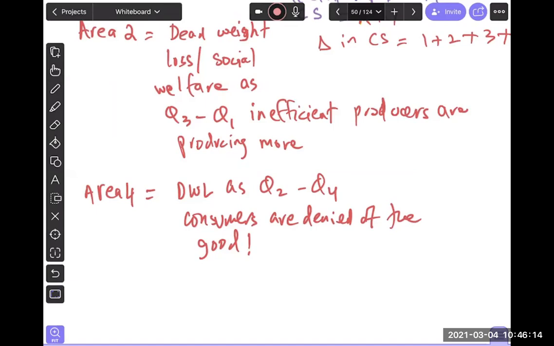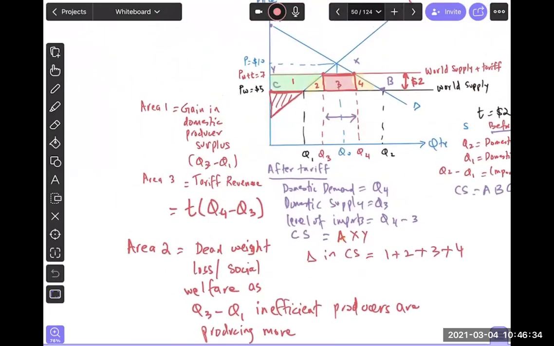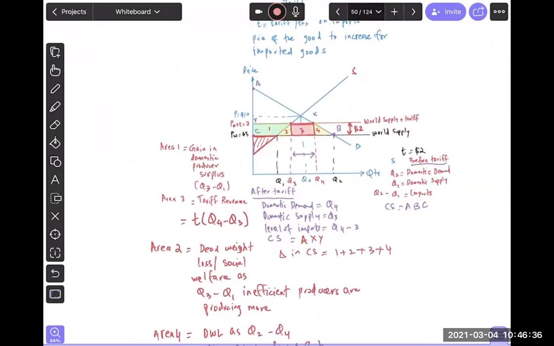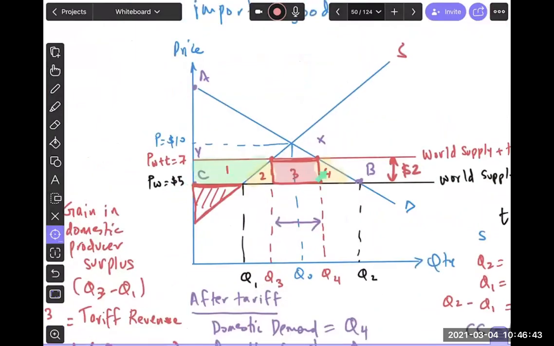Area 2 and area 4 are what we call social welfare loss. It could have been somebody's consumer surplus, but because you made the good expensive, you've ended up with some consumers being denied of the good and some producers who are inefficient to begin with producing more. Got it? So that's the story of a tariff. A tariff results in social welfare loss of area 2 and 4. Area 1 is basically gain of domestic producers, and area 3 is government tax revenue.